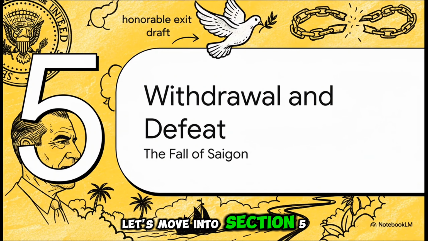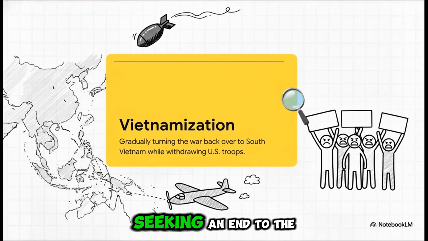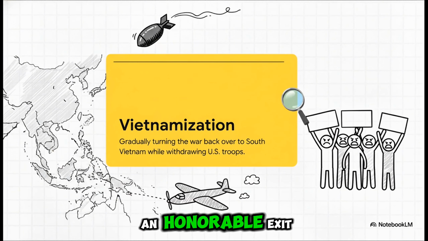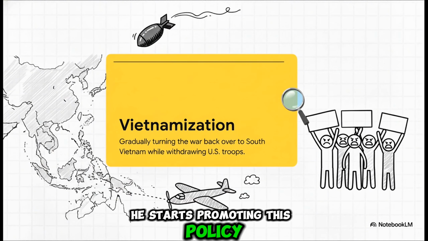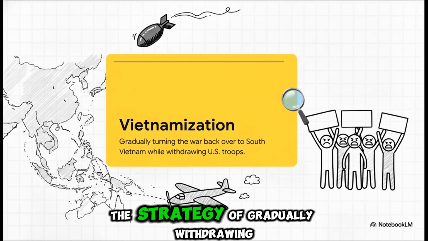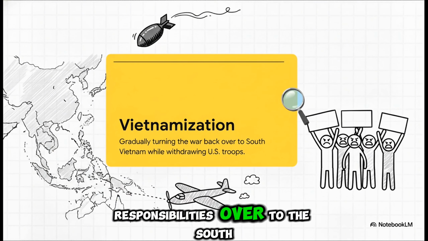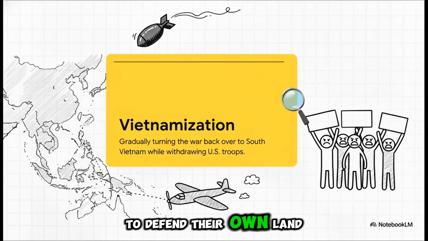Let's move into Section 5, Withdrawal and Defeat. The painful road to the fall of Saigon. Seeking an end to the chaos, Richard Nixon wins the presidency, promising an honorable exit. He starts promoting this policy called Vietnamization, the strategy of gradually withdrawing American troops and handing the ground combat responsibilities over to the South Vietnamese army to defend their own land.